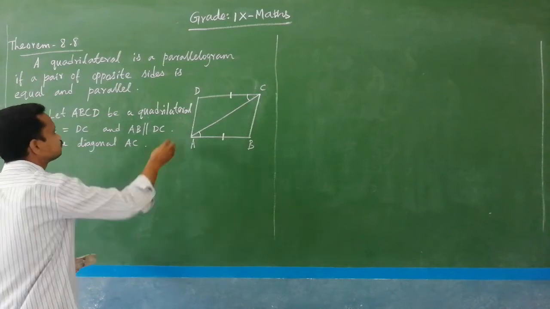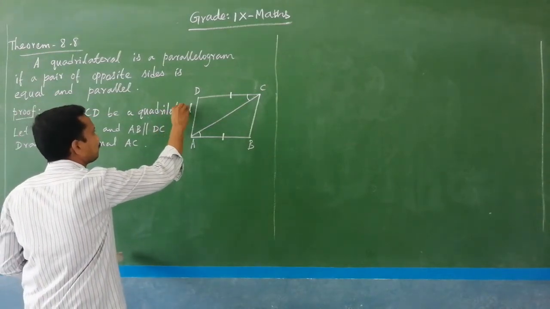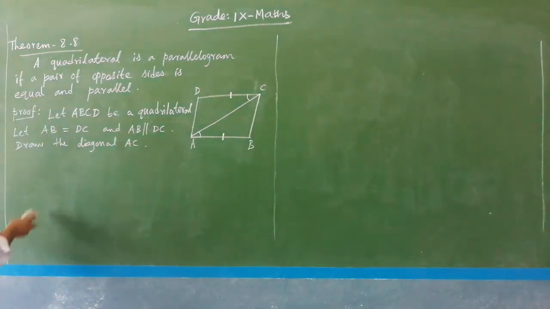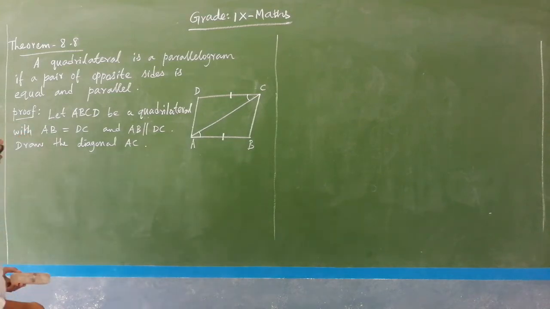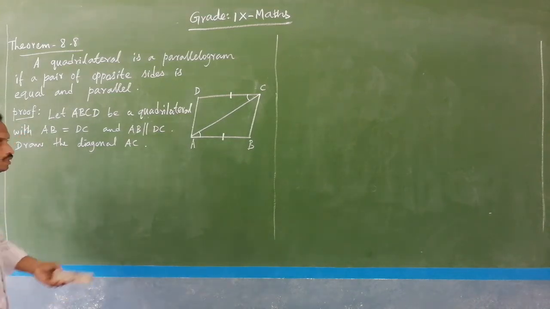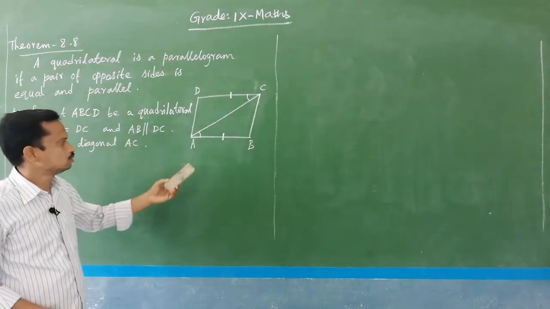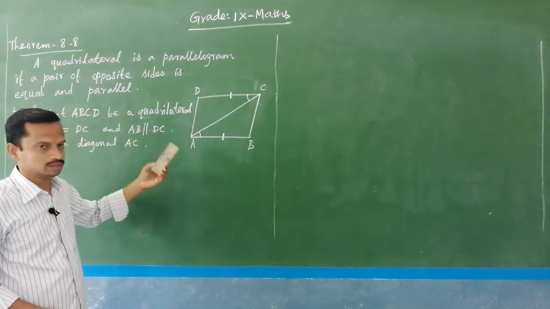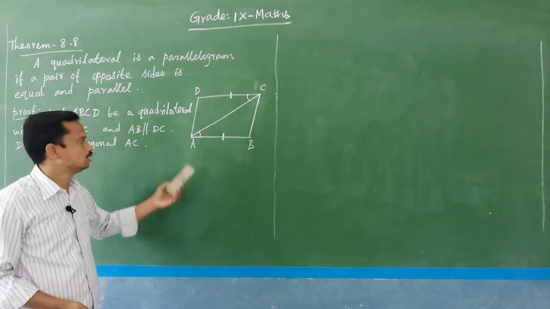Quadrilateral with AB equal to DC and AB parallel to DC. So, you have to consider, because it is given in the theorem. ABCD is a quadrilateral with AB equal to DC and AB parallel to DC, and you have to join AC, which is the diagonal.